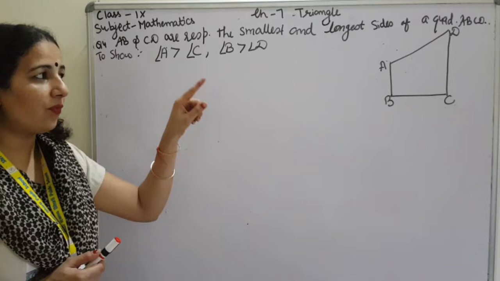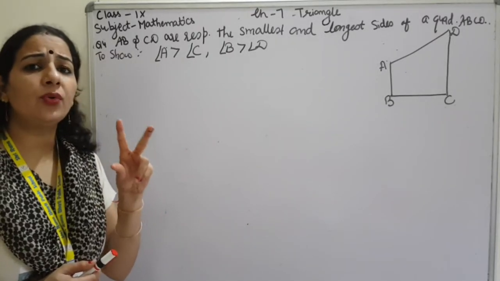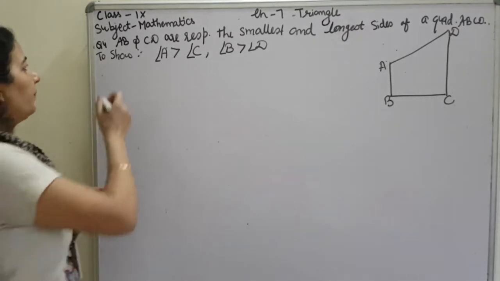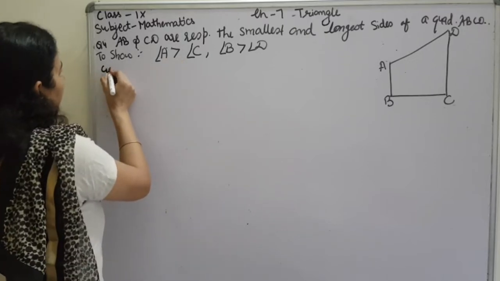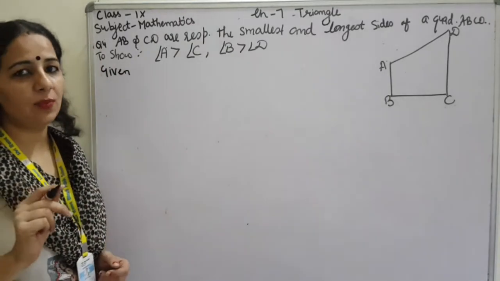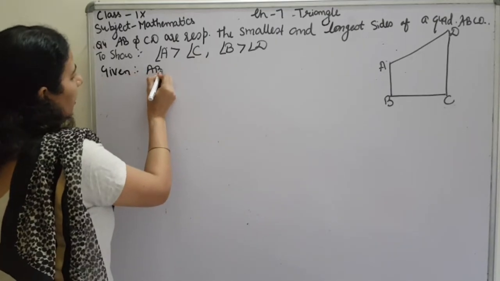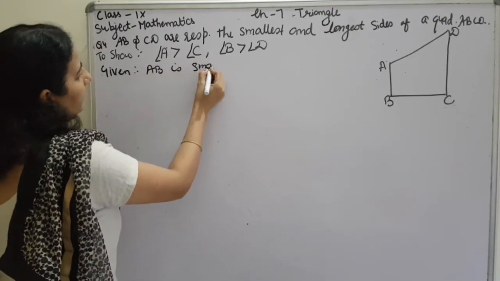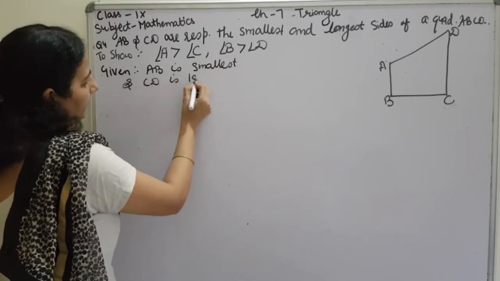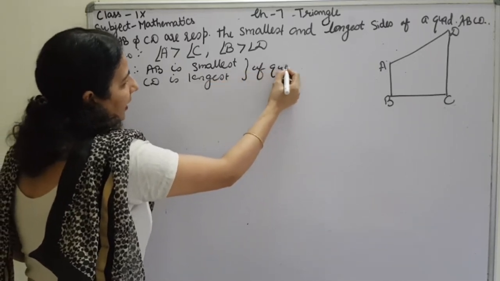If you join any one diagonal of the quadrilateral, it will divide it into two parts, and the two parts will be of the shape triangle. So how will we solve? To show, I have written here what is given in this question. AB and CD are respectively the smallest and the longest side. It means AB is smallest and CD is longest.